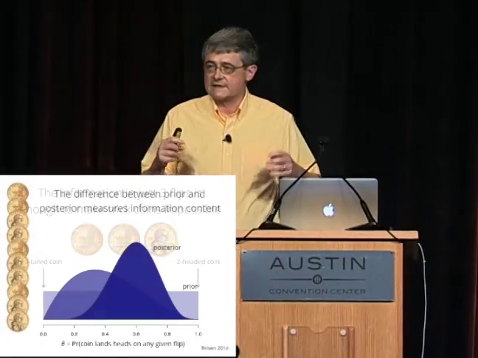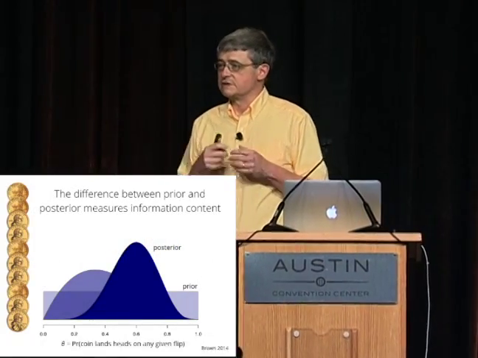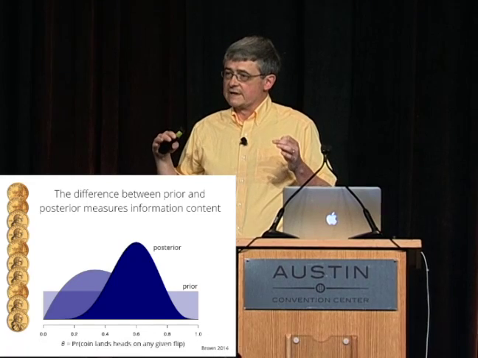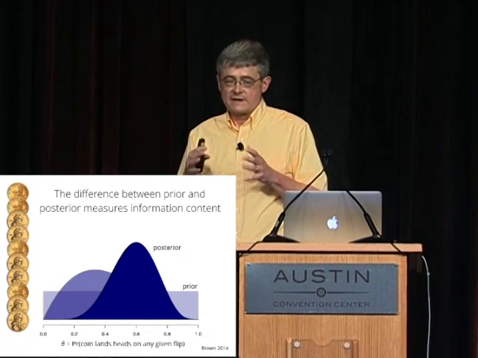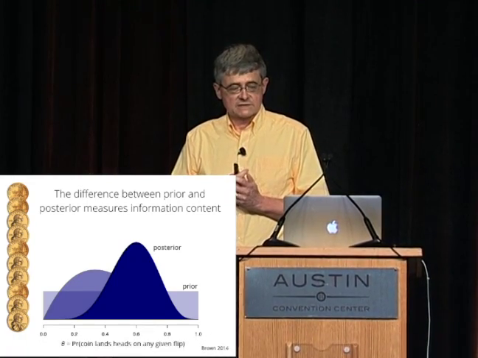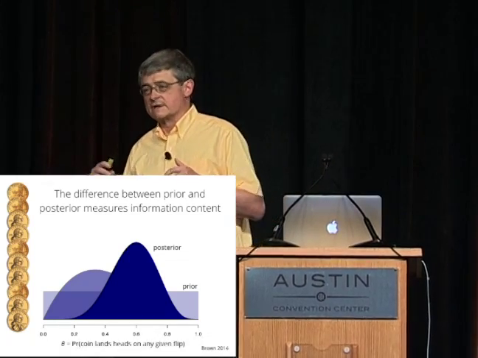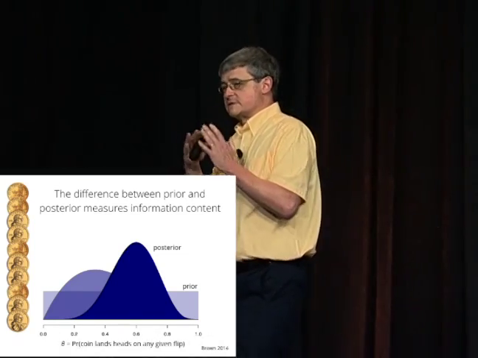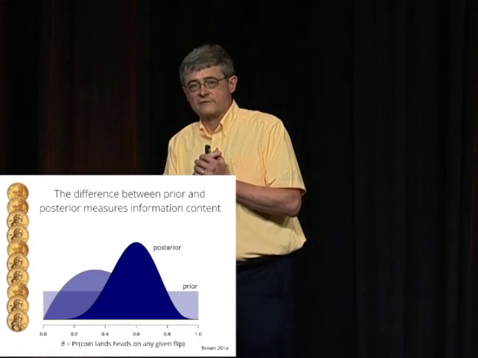Flip it a few more times, and that further serves to concentrate the posterior. So the flat prior has been transformed into a very informative posterior in this case. And so the key here is that information in the data is what takes that flat prior and transforms it, or bends it, into a more informative posterior.